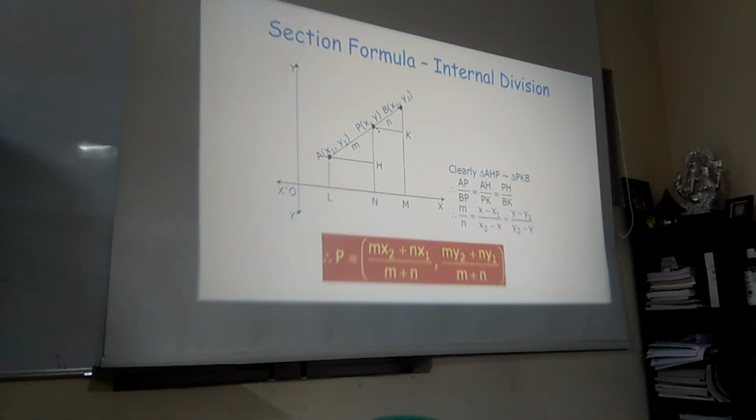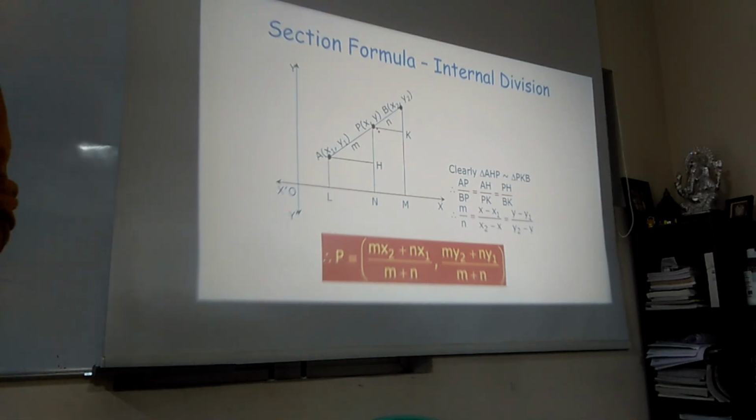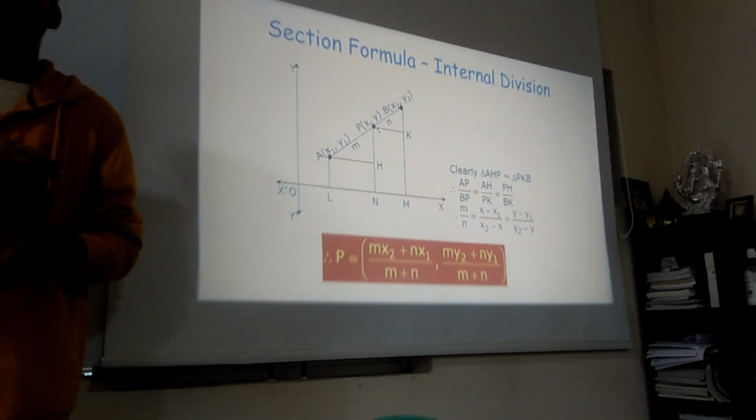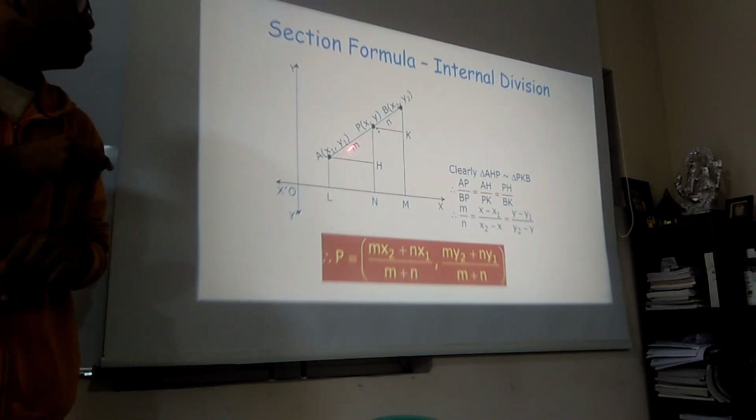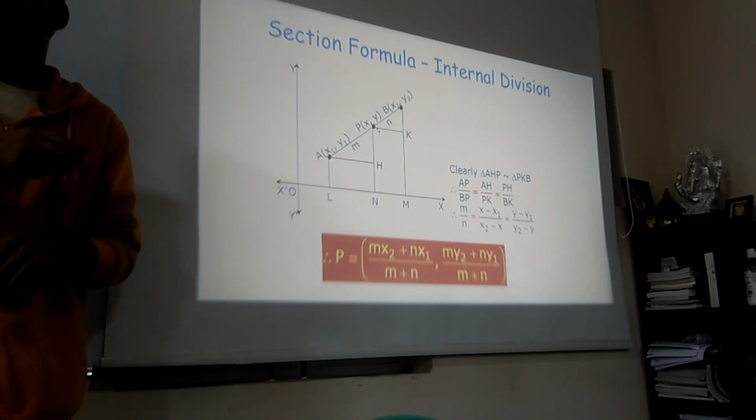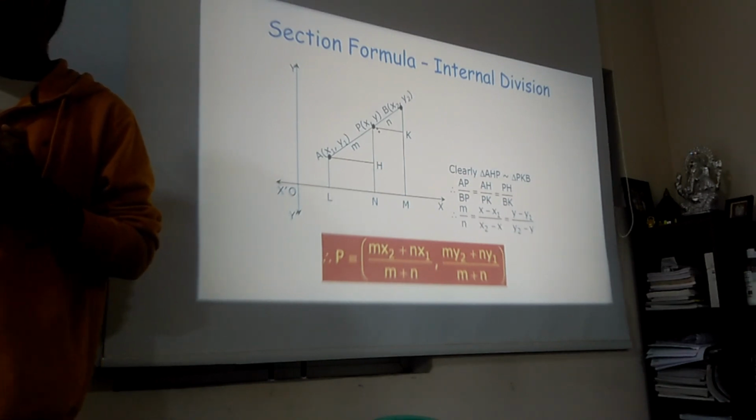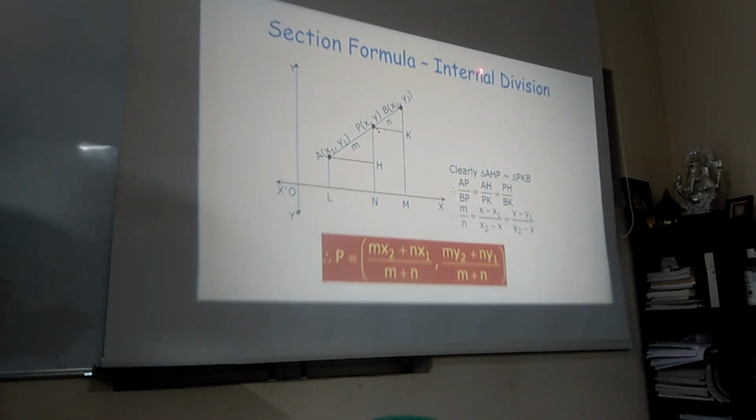Understand the concept. So, distance formula, we found the distance between this point and this point, point A and B. What if there is a point named P which divides the line A and B in the ratio M is to N? What will be that point P? It is found out by using something called the section formula by internal division.